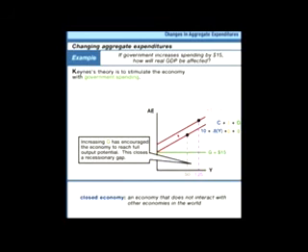Now, we can look at this from another perspective. Suppose that we start in a situation, same as we were before, with output of 50, but now we believe that full employment is actually lower. Maybe we think it's down here closer to 25.